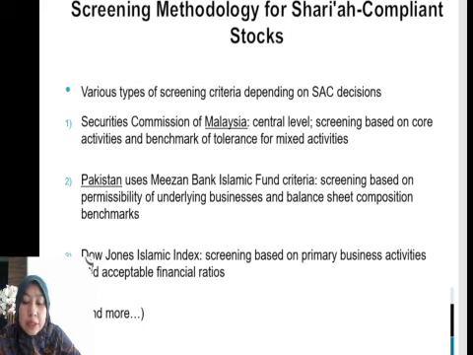Basically, there are three criteria provided by the SC to screen the stocks for the Islamic capital market. The first one, at the central level, is screening based on core activities. The second one is the benchmark of tolerance for mixed activities. First, they will screen in terms of the core activities. If core activities are 100% Sharia compliant, then the stock has already passed.